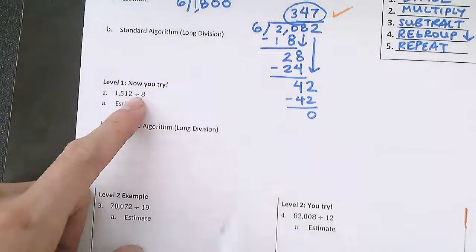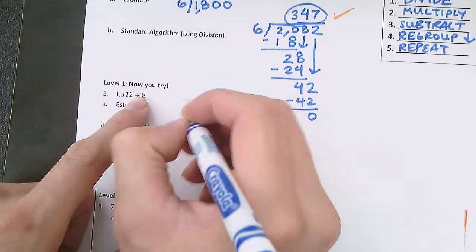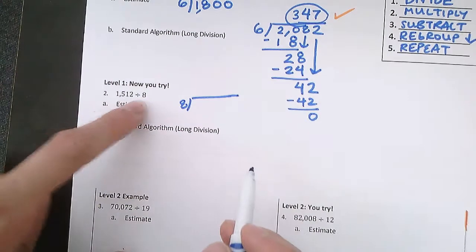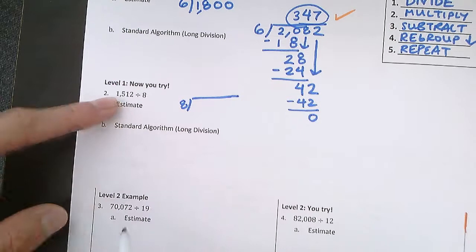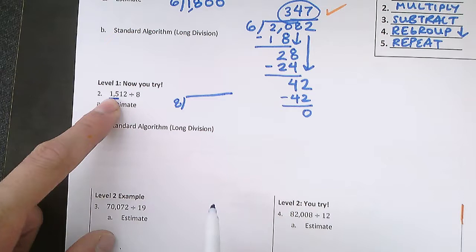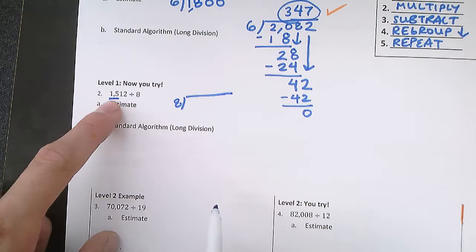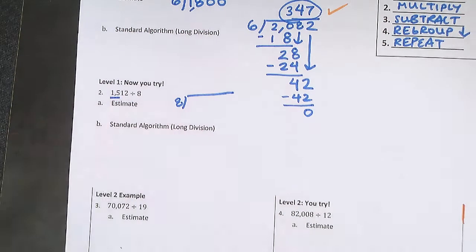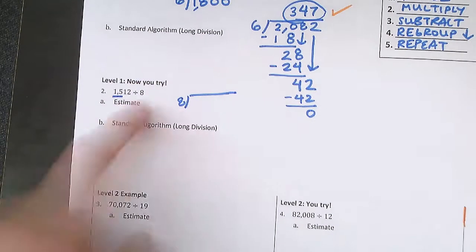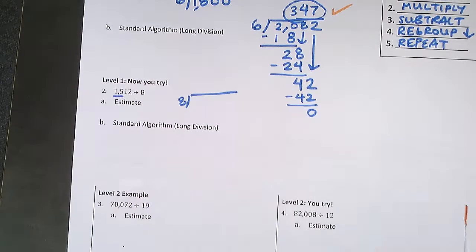All right, so first you're estimating. 8 is what we're dividing by. And then here, 8 can't go into 1, which is the first digit, so you look at this as 15. Can 8 go into 15? It can't, but I want you to first round 15 to some number that's close to 15 that can be divided by 8, and that's what you're going to round this to.